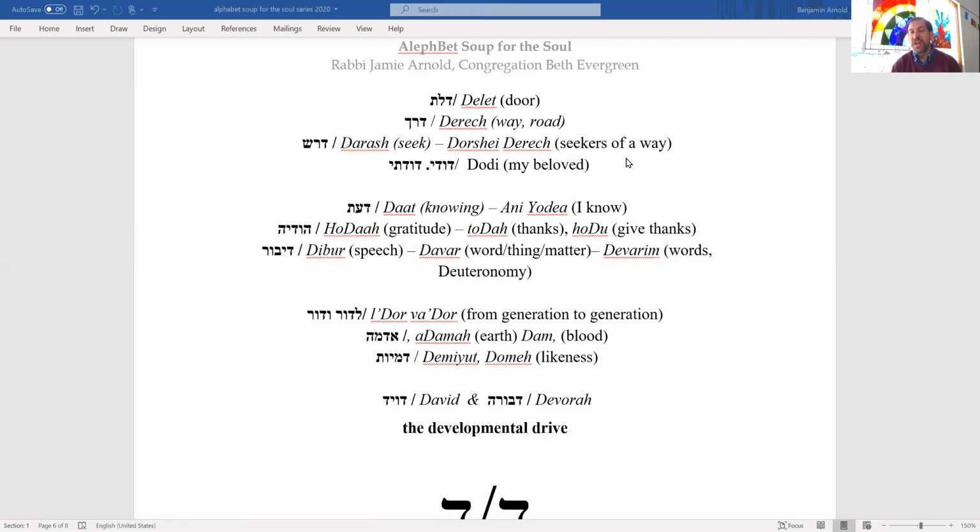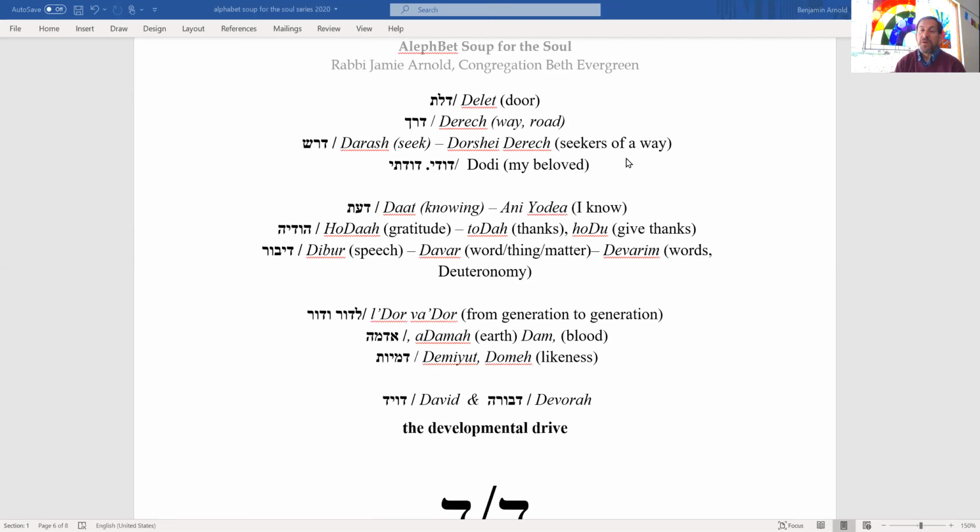A few more Dalet words. Lidor vador is a common expression, from generation to generation, and also has this sense of transmission and change, right? We move from one generation to another generation, and this is the process of evolution. Torah changes in each generation and evolves. Of course, culture and family and legacies from the past, passed from generation to generation, are not static, they evolve. So a dor is a generation.